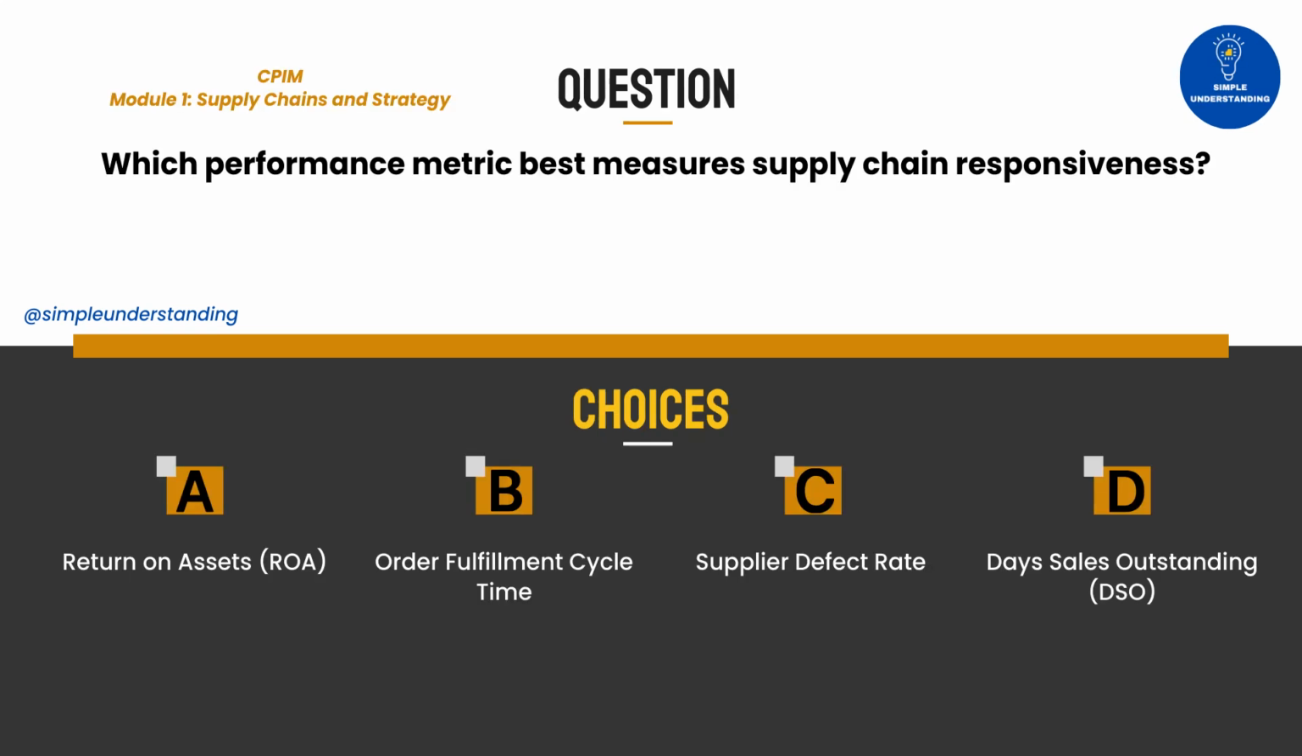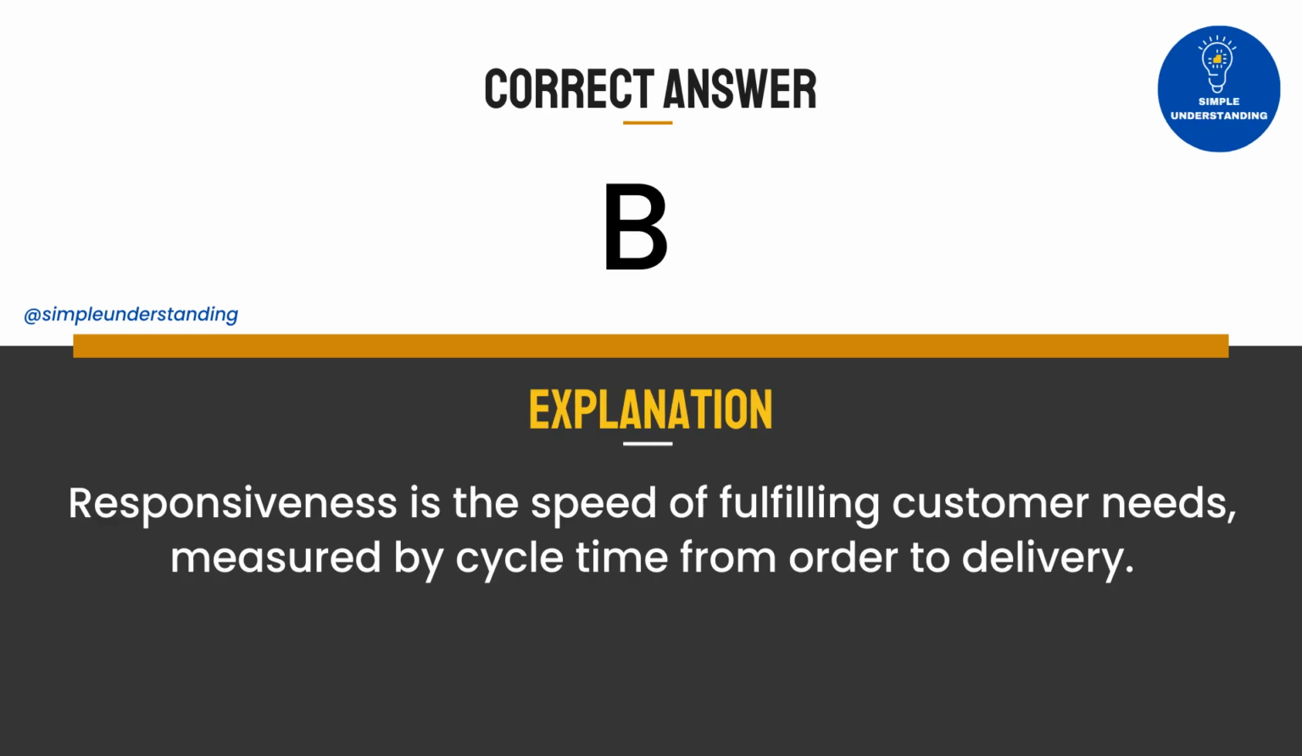Question 6. Which performance metric best measures supply chain responsiveness? A. Return on assets, ROA. B. Order fulfillment cycle time. C. Supplier defect rate. D. Days sales outstanding, DSO. Correct answer. B. Explanation. Responsiveness is the speed of fulfilling customer needs, measured by cycle time from order to delivery.